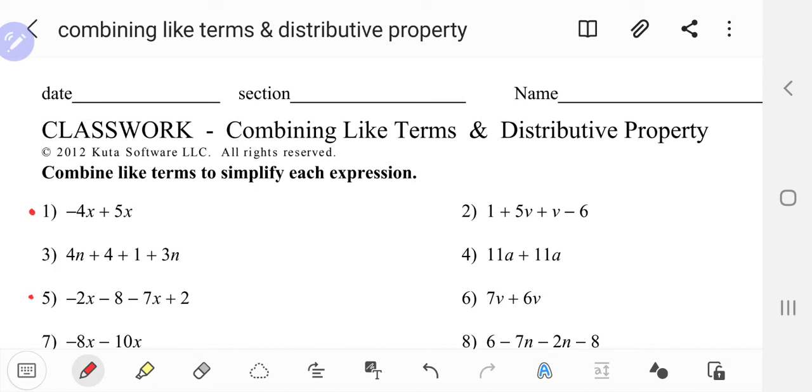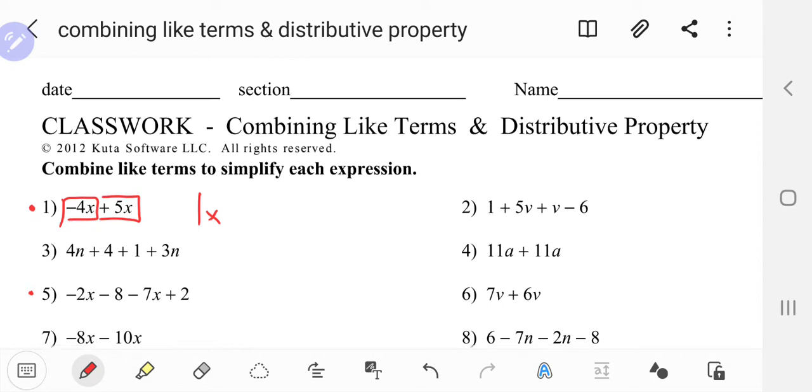So we've got an algebraic expression for number 1, negative 4x plus 5x. What we need to do is break it up into terms. Okay, identify the terms. So we have negative 4x plus 5x. They are like terms because they both have x. They have the same exact matching variable. So when we combine those, we can kind of ignore the x's and just look at negative 4 plus 5. Negative 4 plus 5 is 1. So now we bring the x back in and we get 1x. All right, that is number 1.